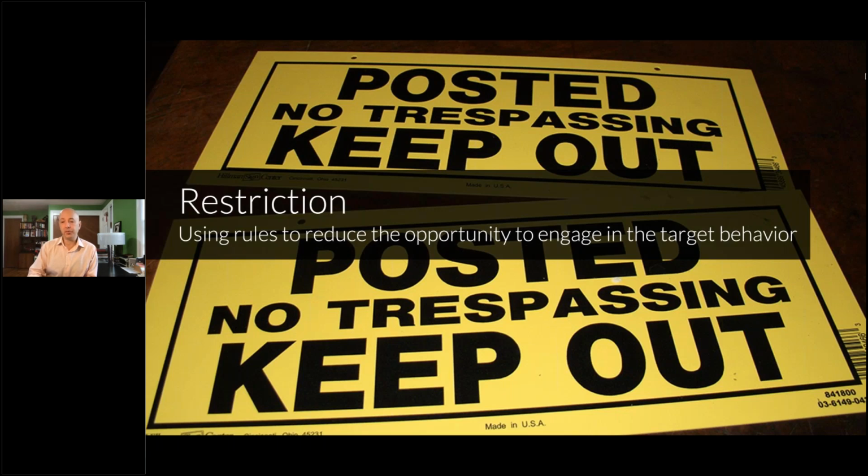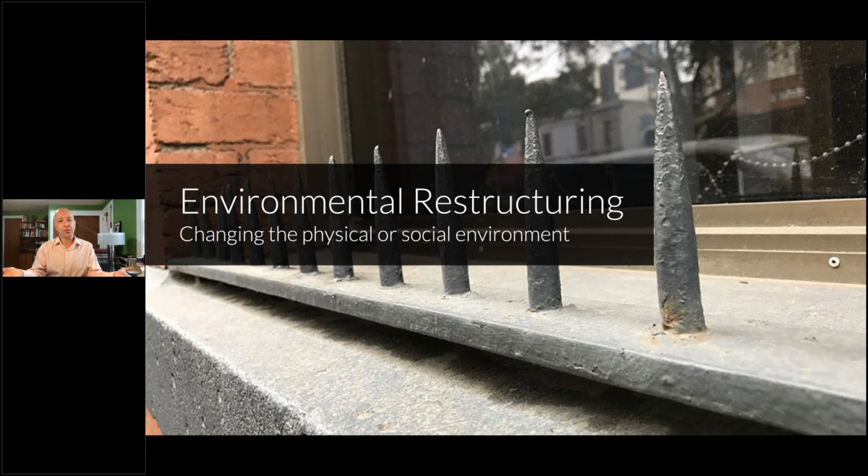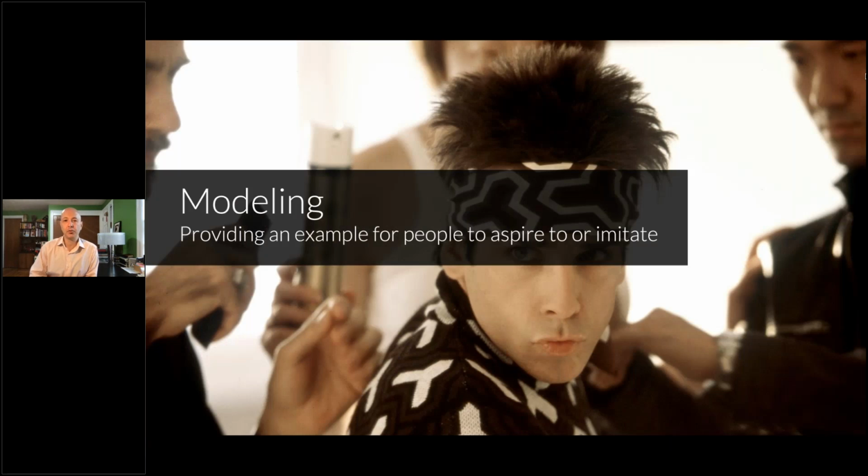We can use rules to make things less likely to occur. This affects social opportunity. This affects motivation. Very often we might see this kind of technique in an organization-wide or a workplace wellness initiative. We can change the environment to make things easier or harder to do. Clearly, in this case, it becomes much more difficult to sit on that windowsill with those spikes. So if we're looking to change the physical environment, we can reshape that, or the social environment.